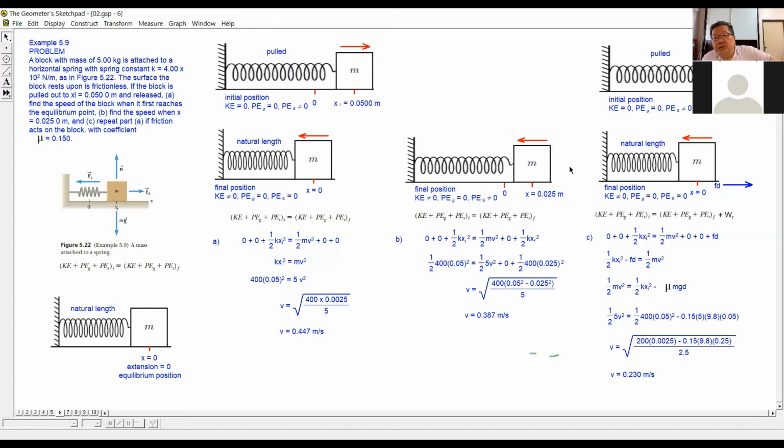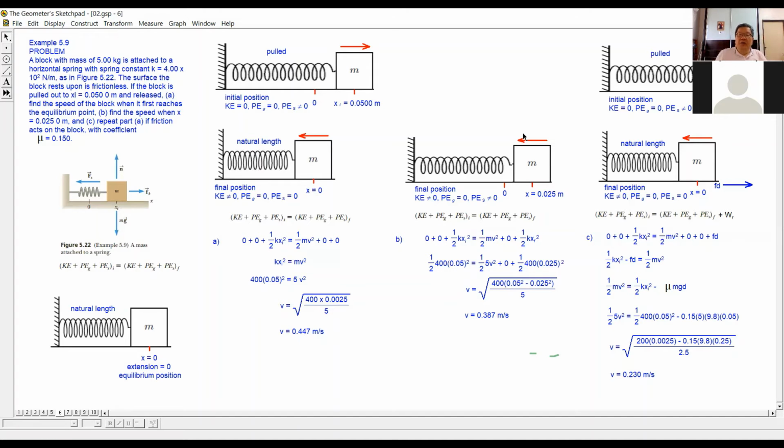Now, when the block is moving back to the equilibrium position, the kinetic energy is not zero because it is moving. Gravitational potential energy is zero because they are at the same horizontal level. They didn't move up or down, so it's zero. Then we talk about the spring energy. The spring energy is not zero. It still has some energy stored because it has not reached the equilibrium position. Only when it reaches the equilibrium position, then the spring energy is zero.